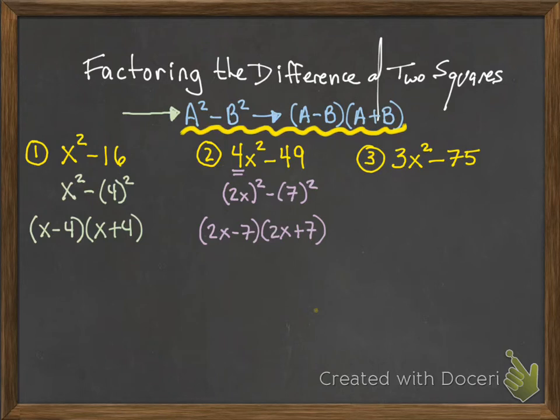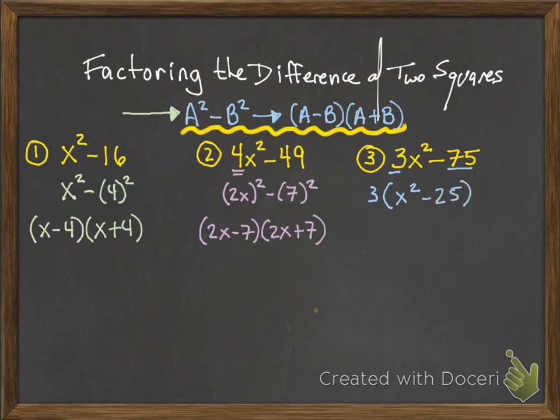And then sometimes we have a hidden difference of two squares where we have to factor something out first. In this case, we're looking for what's in common with a 3 and a 75. We know that in both of these, we can divide out a 3. So we're going to take a 3 out of here, and that's going to leave us with x squared minus 25.